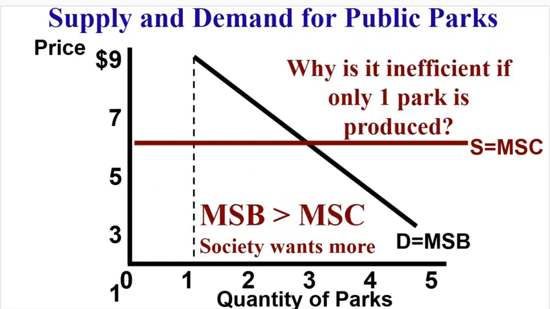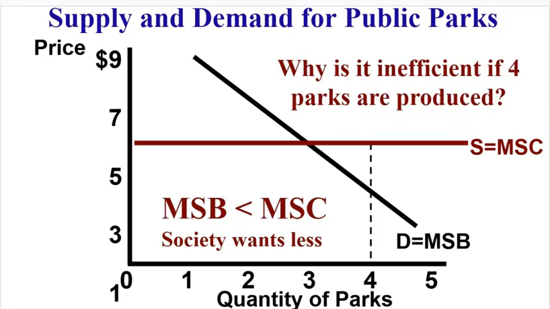Okay. Now, what would happen if we were only to produce 1 park? Well, we can see here that society wanted more. They were willing to pay more. And so we're going to have a park that is very overrun. We're going to have a park that is very crowded. There's going to be a lot of people in there, and they're going to be demanding more parks. So you're not going to hear people saying how happy they are that the park is open. They're going to be complaining it's overcrowded already. You need to open another park. And that's the MSB equals MSC.